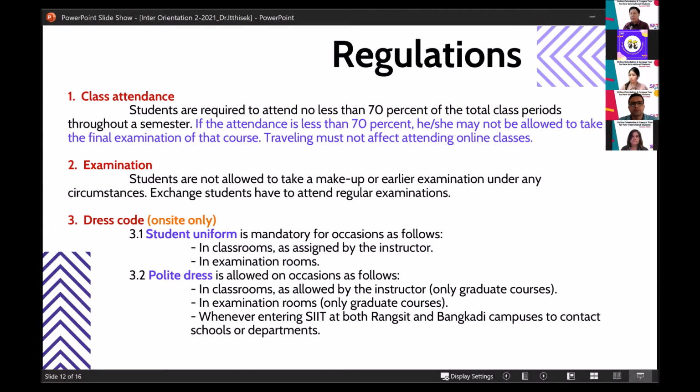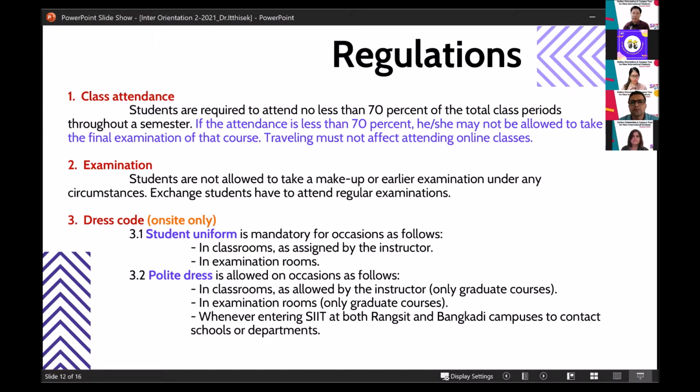The third regulation that I want to talk about is the dress code. If you're studying online, this is probably not a concern for you, but if you're not going to turn on your camera, you can dress whatever you like. But if you turn on the camera, then it's probably a wise idea to dress appropriately. But the moment that you come to the SIIT campus, I must inform you that in Thailand there is an official student uniform for university students. It's not anything complicated. For men and women, it's just a white shirt and then either black or blue pants or skirt.